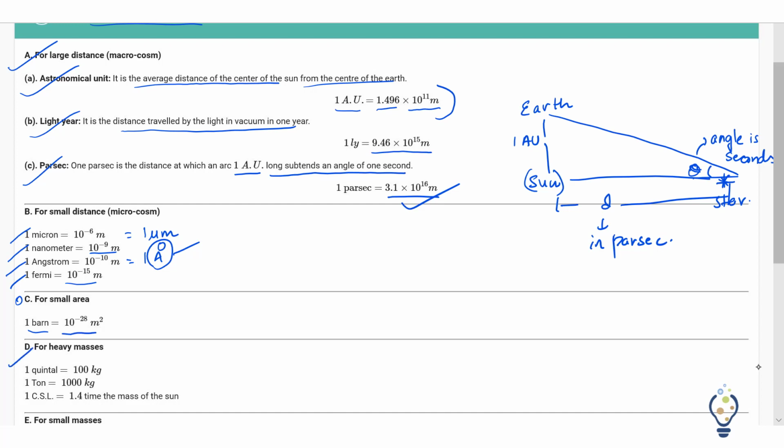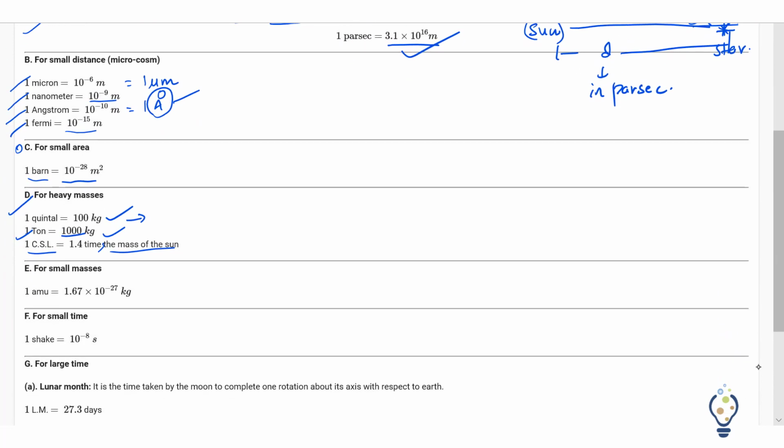Similarly, for heavy masses, 1 quintal is 100 kg. This is generally used in food grain shops. 1 ton is 1000 kg. This is commonly used in large industries. 1 CSL is 1.4 times the mass of the sun. 1 CSL means Chandrasekhar limit. For small masses, we use 1 atomic mass unit, that is 1.67 × 10^-27 kg. This is a very small weight. For small time, we have 1 shake, which is 10^-8 seconds.